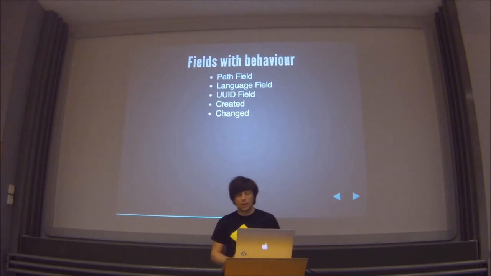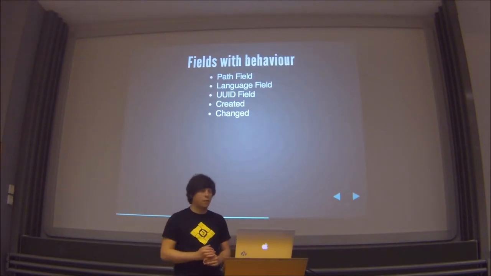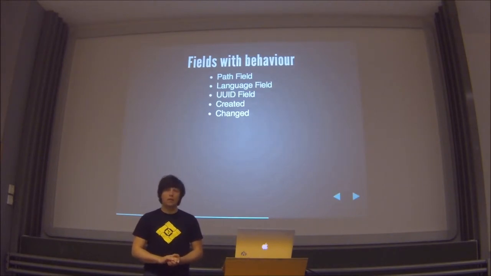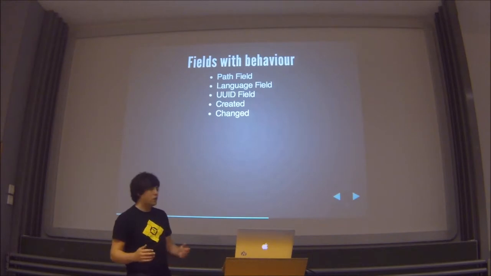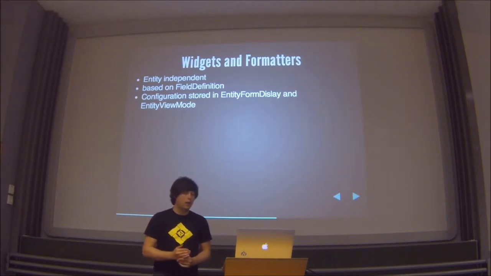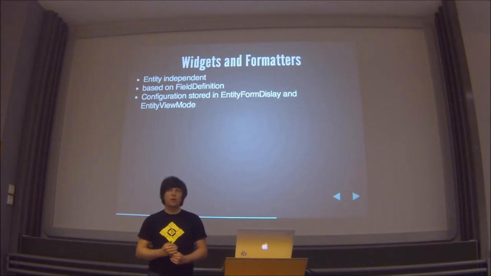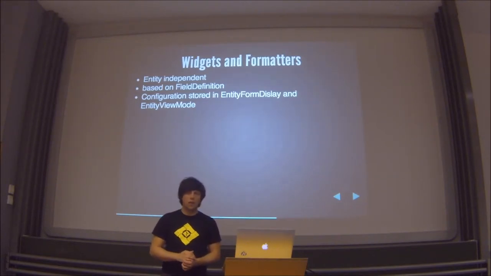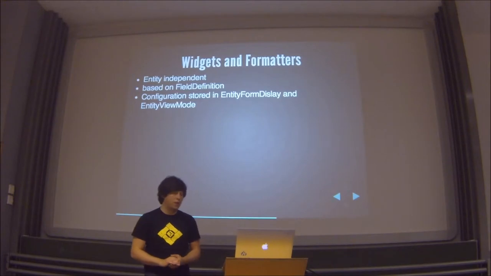For example, we have a few fields with field types with behaviors. For example, you have the path field, which stores the path that the user has entered in the form in the menu table or path alias table. And then we have language field, which is a special entity reference to language config entity. We have the UUID field, and then the create and change fields. Widgets and formatters are based on the field definition, and they are entity independent. And the configuration for widgets and formatters are now saved in a new config entity called entity form display. It's a configuration for the widget, and entity view mode, that's a configuration entity for the formatter.